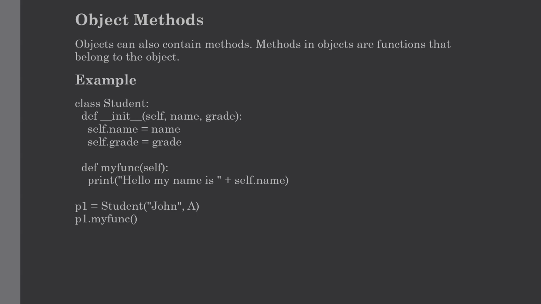Our next topic is object methods. The object can also contain methods. The methods in an object are functions that belong to the object. So here you can see in this example, we have created a method in the student class. In this, we have inserted a function that prints a greeting and execute it on the p1 object.